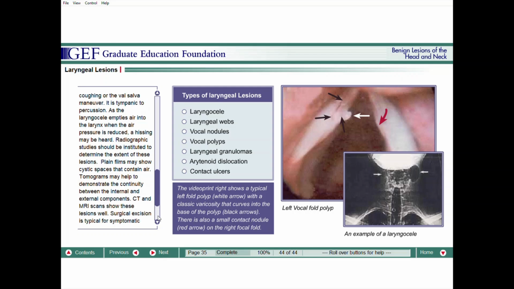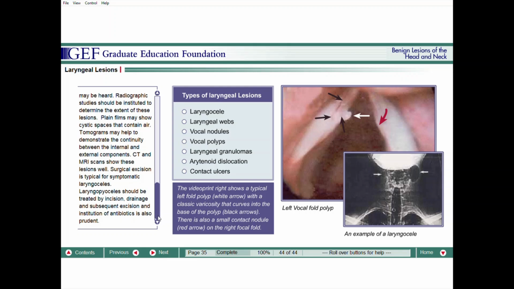Radiographic studies should be instituted to determine the extent of these lesions. Plain films may show cystic spaces that contain air. Tomograms may help to demonstrate the continuity between the internal and external components. CT and MRI scans show these lesions well. Surgical excision is typical for symptomatic laryngoceles. Laryngopyoceles should be treated by incision, drainage, and subsequent excision, and institution of antibiotics is also prudent.